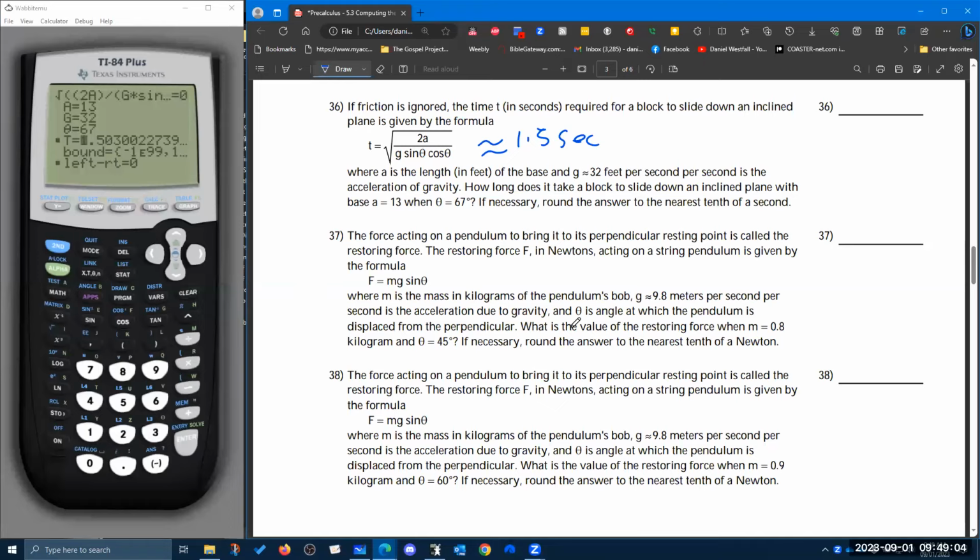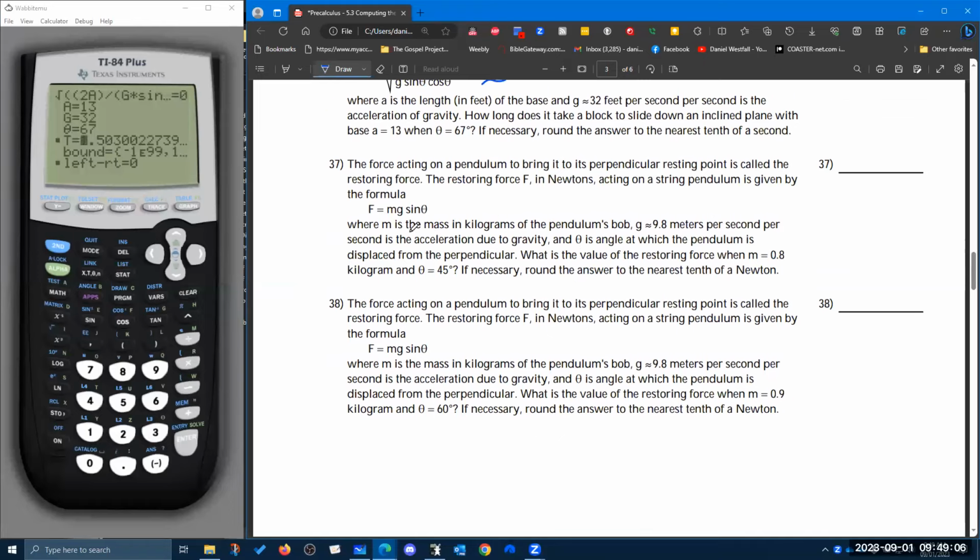Now I'm going to change the formula because we're going to start talking about the force acting on a pendulum, and it's F equals mg sine of theta. So I'm going to come back up to my equation here, and I'm going to say that I want m times g times sine of theta. And I want to subtract my left-hand side, which is F.